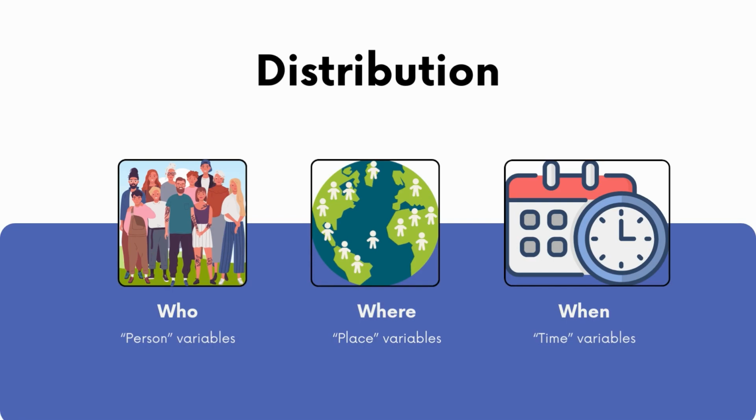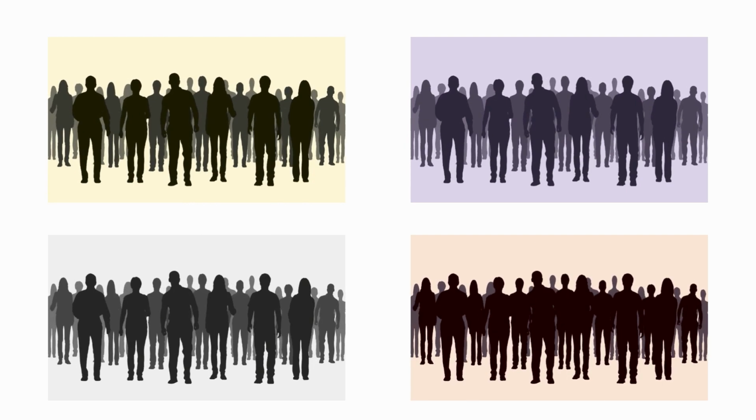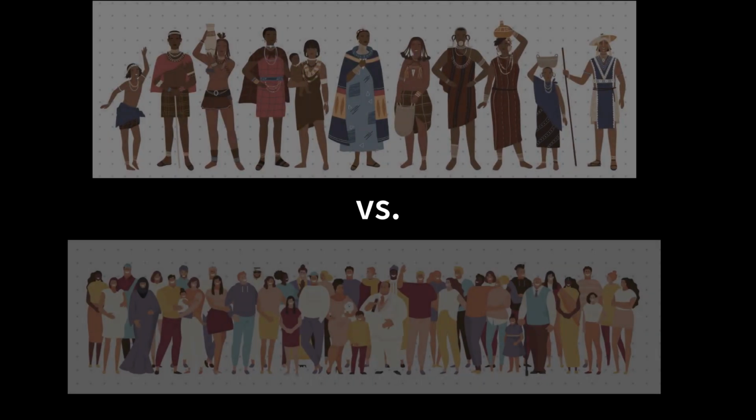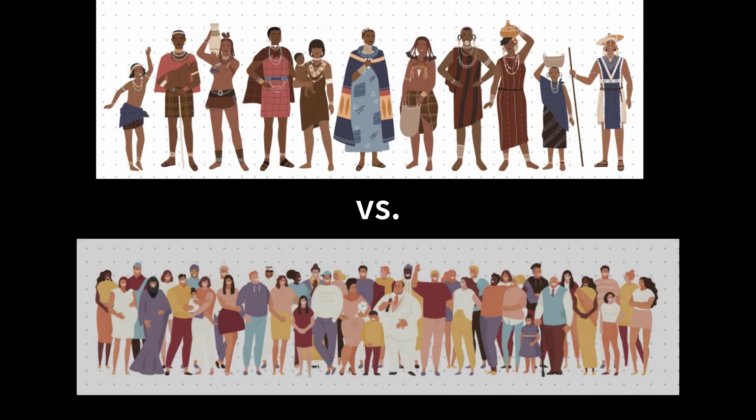Distribution refers to the way health issues are patterned in populations by person, place, and time. Person variables describe who has the health issue. A person variable is an identifying characteristic shared by a group of people such as age, sex, or race ethnicity. Keeping track of disease rates in different populations allows us to identify disparities between groups.